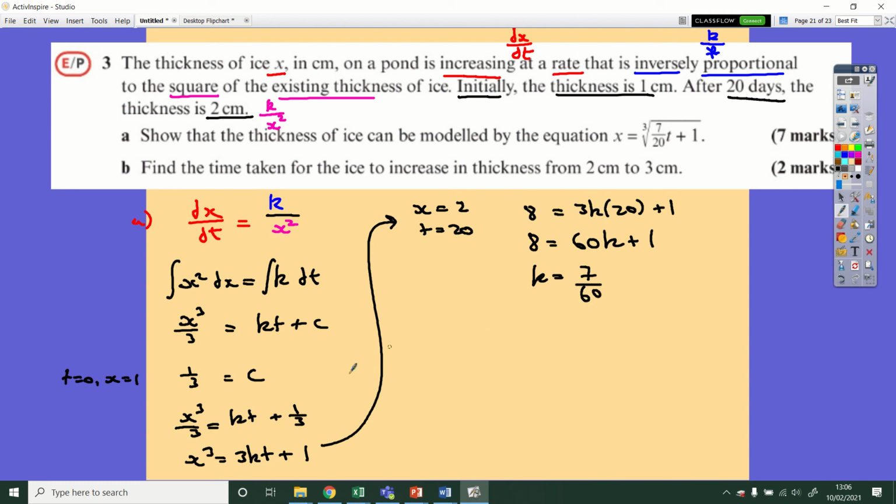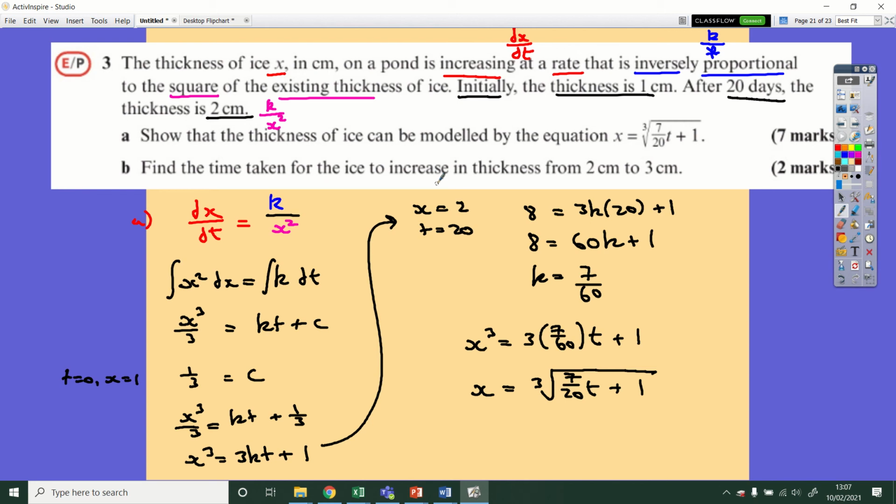Okay, brilliant. So now I can go back to my equation here. I can rewrite x in terms of t. So x cubed equals 3 lots of k times t plus 1. The 3 and the over 60 will make my over 20, and then I can take the cube root. And that's exactly what I was supposed to show, so we're done. Now all of that's worth 7 marks, and it's up to you where you want to use your initial conditions, but it helps to do it in a sensible place where it's easy to sub in and then easy to rearrange. So that's part A done.